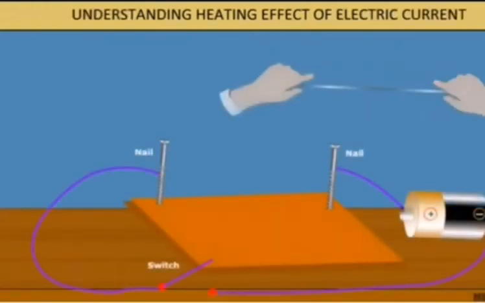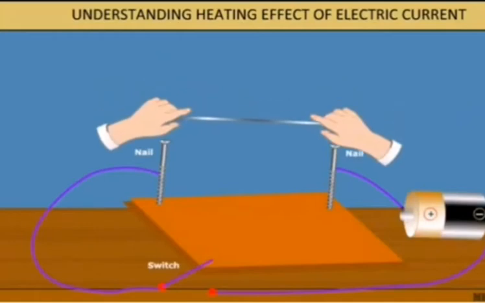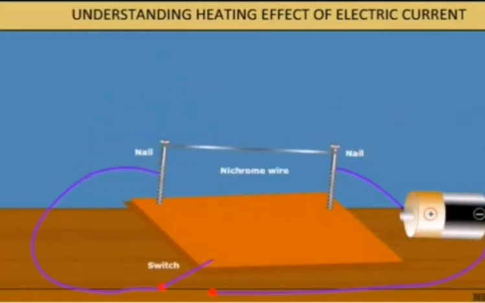Now you can understand it with an example. Take a 10 centimeter long wire, tie it to the nails. Now touch the wire and switch on the current in the circuit by moving the switch on. Touch the wire again, do not hold the wire for a long time, and switch off the current. Touch the wire again after a few minutes. We observe that the wire becomes hot when an electric current passes through it. This is called the heating effect of current.